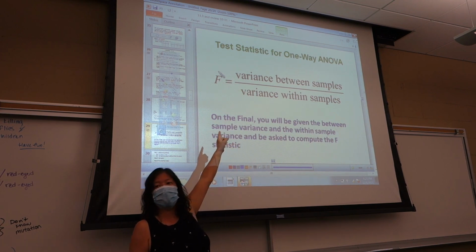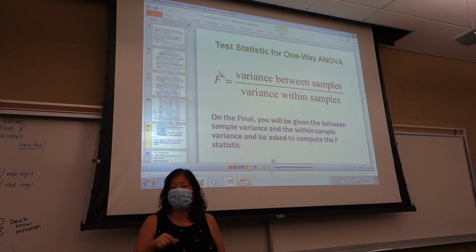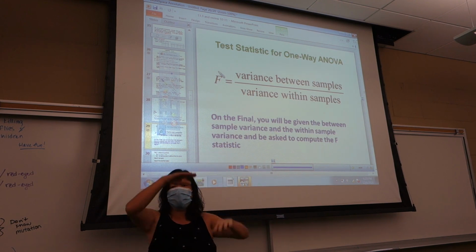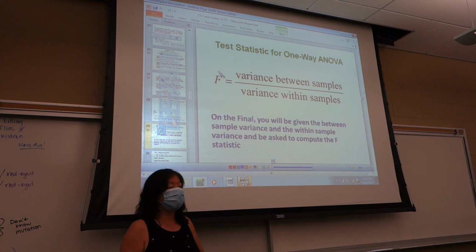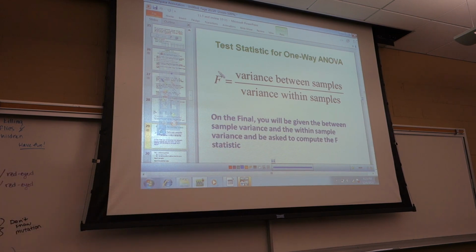I do expect you to understand this idea that if the variance between the groups is a lot bigger than the variance within the group, that's how you figure out what your F statistic is. It's the ratio of the between group variance to the within group variance. So I will give you a bunch of stuff, including the between group variance or the between sample variance, and I'll give you the within sample or within group variance, and I'll ask you to compute the F statistic.